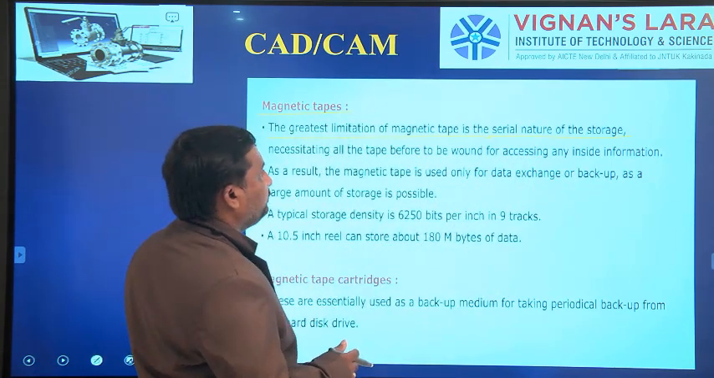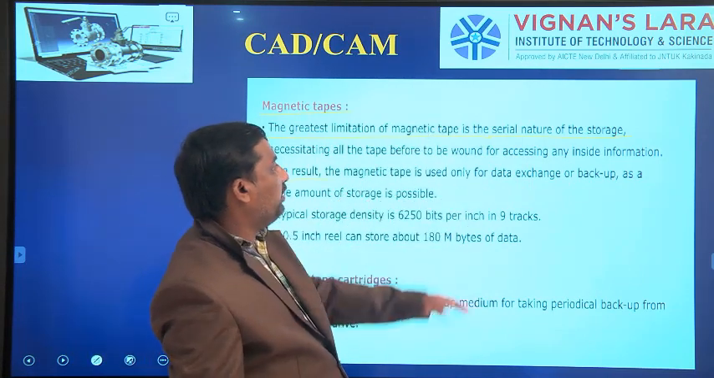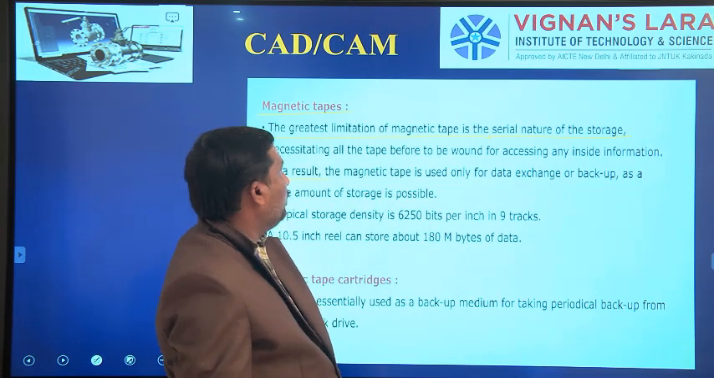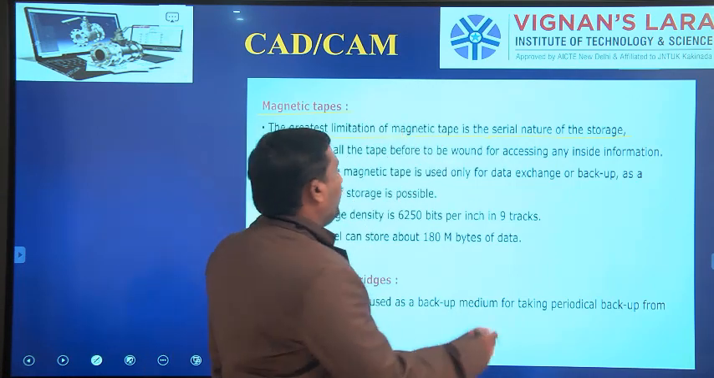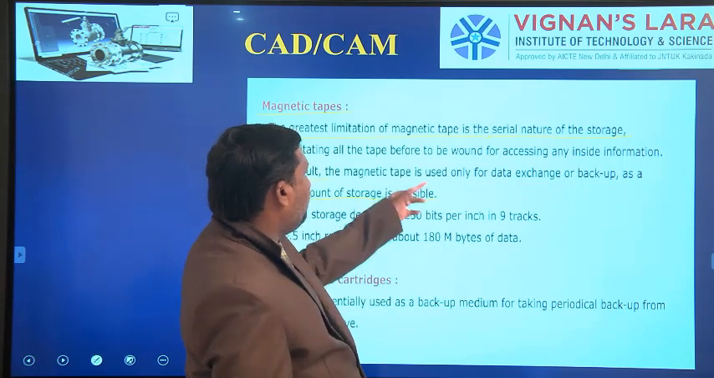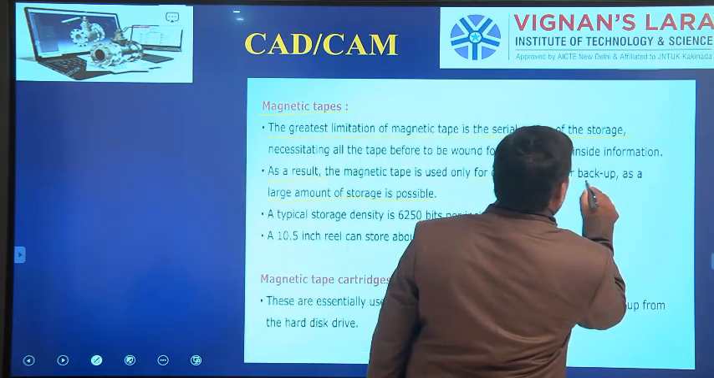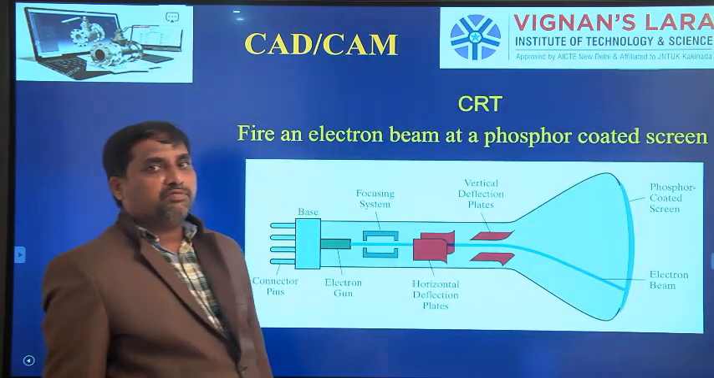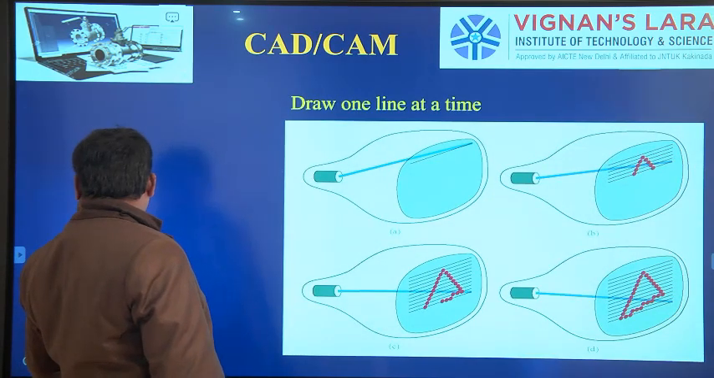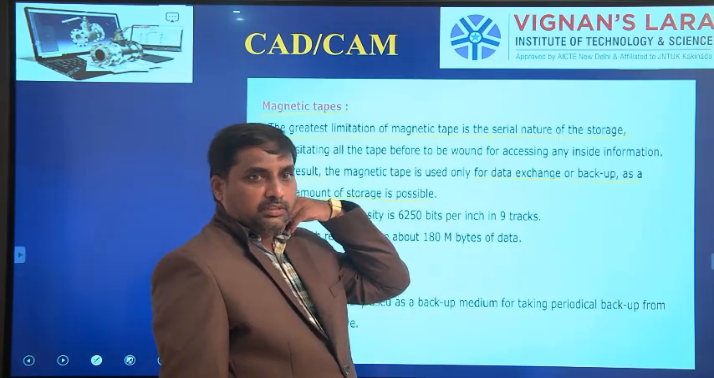As a result of the serial storage, the magnetic tape is used only for data exchange or backup, as a large amount of storage is possible. Hence, here also we can store a large amount of data, but the magnetic tape is used only for data exchange or backups, not for processing. We can't use the data directly with this; we can only use it for backup.